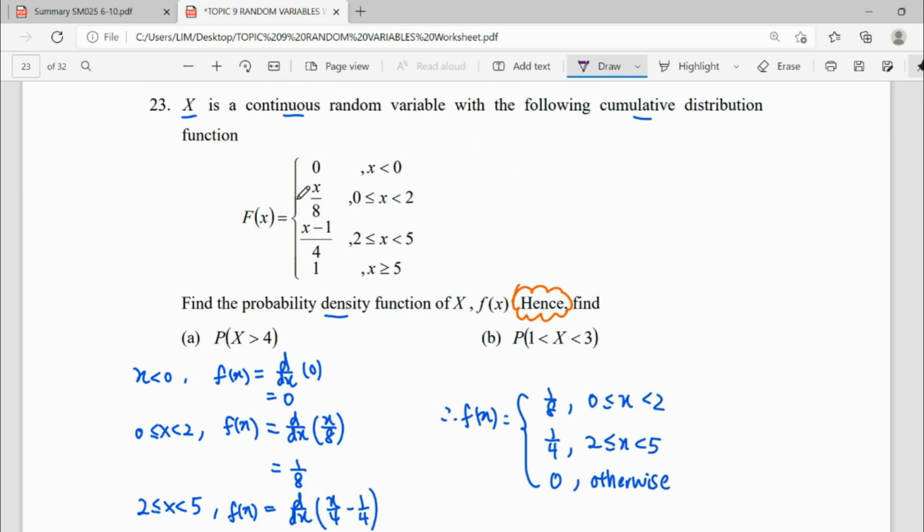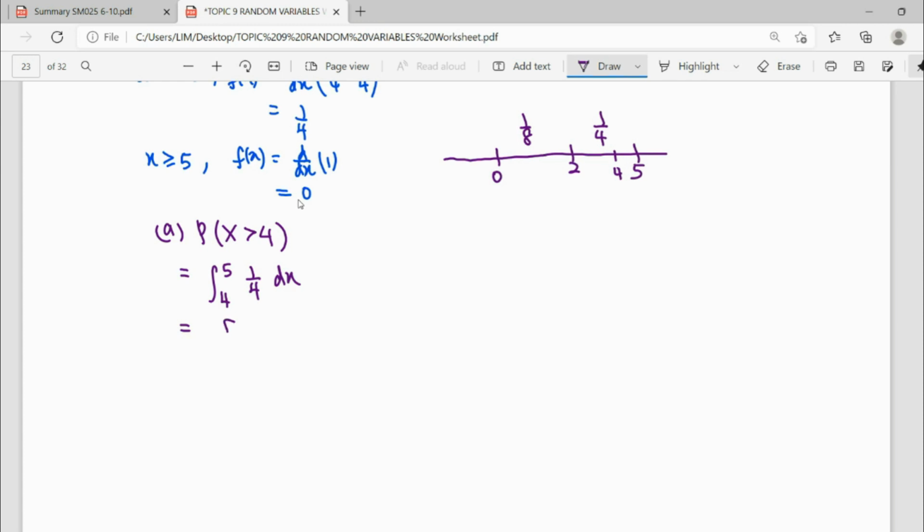So we cannot answer using capital F. So here we integrate 1 over 4, we get 1 over 4 x. Substitute upper limit minus lower limit, we get 1 over 4, which is our area, which is our probability.